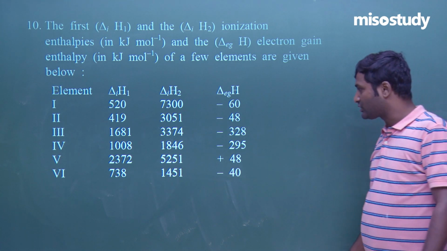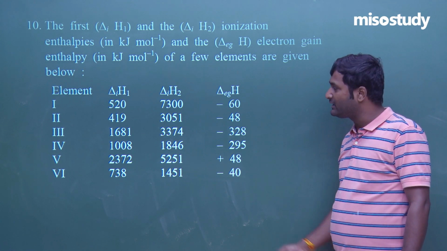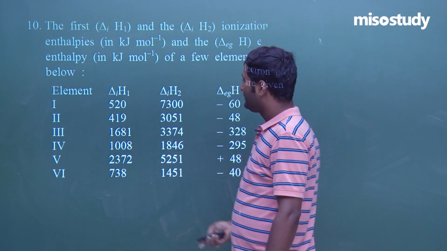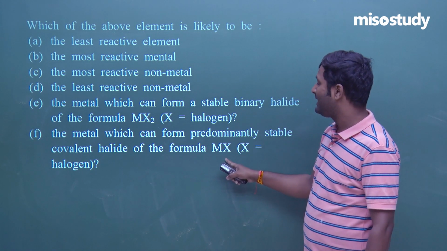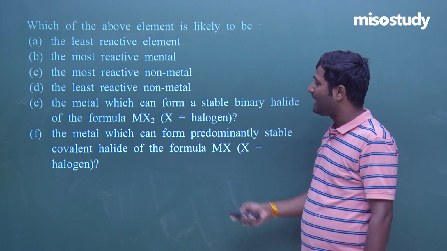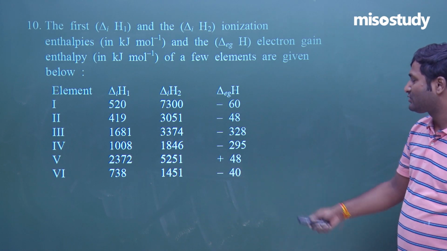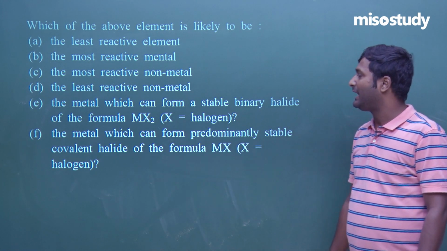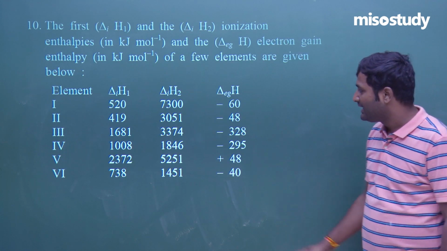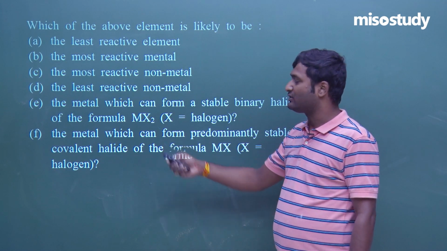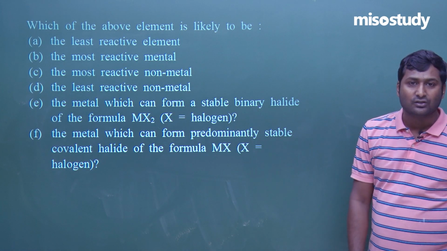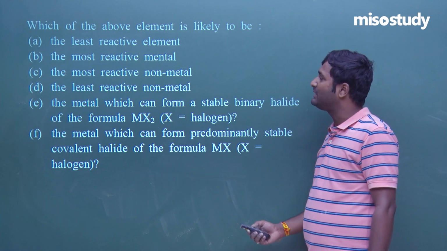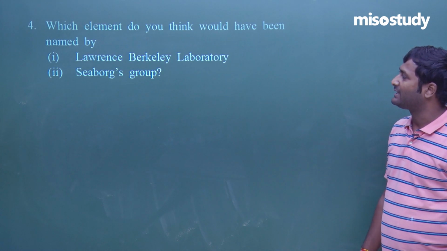I am leaving this question for you. Tell me, can you do it? Look at 527, just a sudden increase. So one will form the covalent halide, that is MX, and for MX2, which one? That is the sixth one, it will form the halide of the formula MX2. Clear? So for E that is 6 and for F that is 1. Clear to you, friend? So I think now you are very much familiar with this type of question and it will help you a lot during your examination.